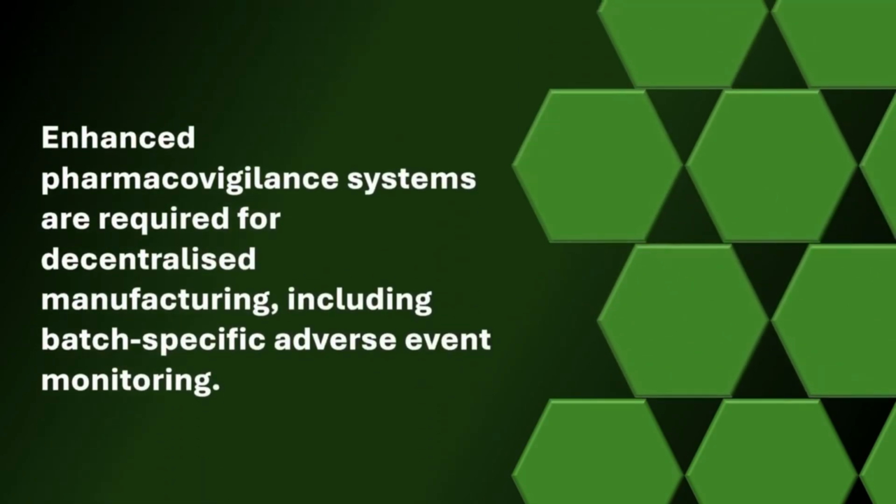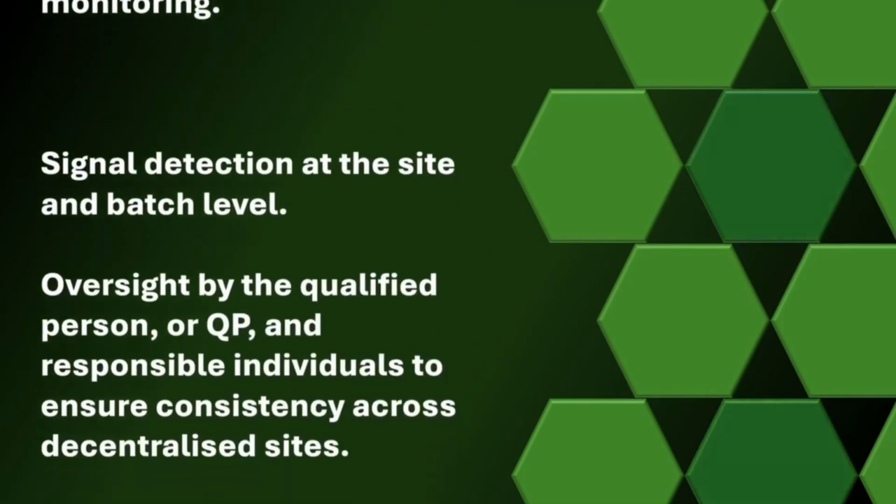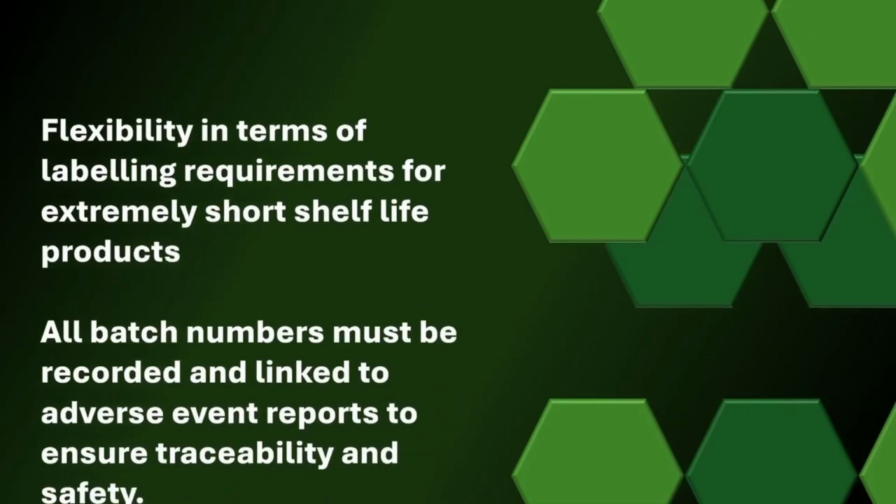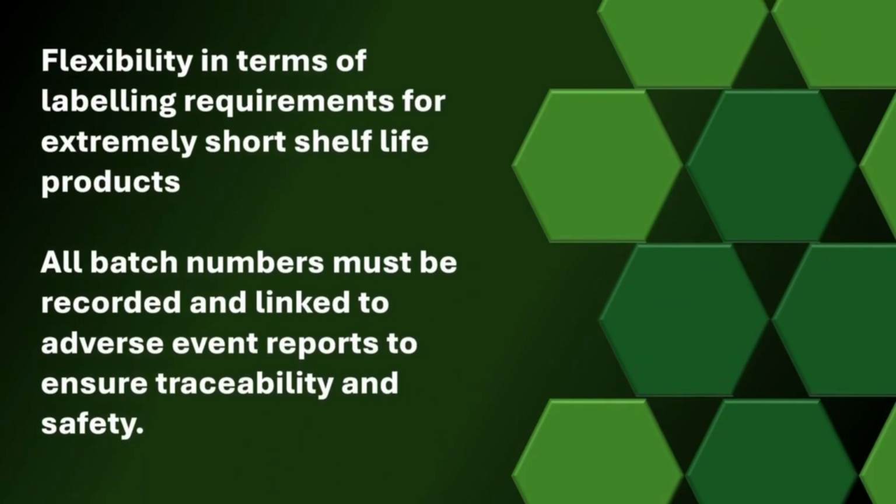Enhanced pharmacovigilance systems will be required for decentralized manufacturing, including batch-specific adverse event monitoring, signal detection at the site and batch level, and oversight by the qualified person, or QP, and responsible individuals to ensure consistency across decentralized sites. There is flexibility in terms of labeling requirements for extremely short shelf life products, although all batch numbers must be recorded and linked to adverse event reports to ensure traceability and safety.